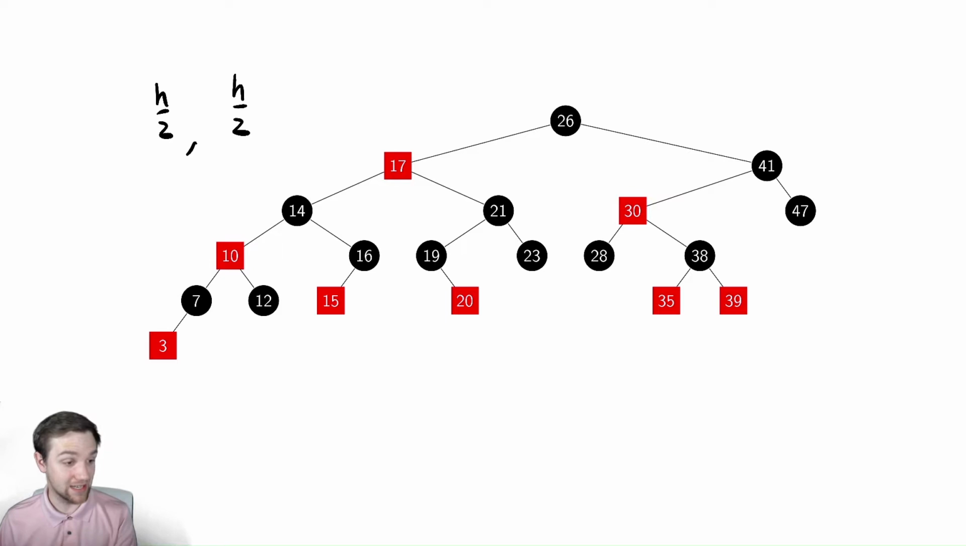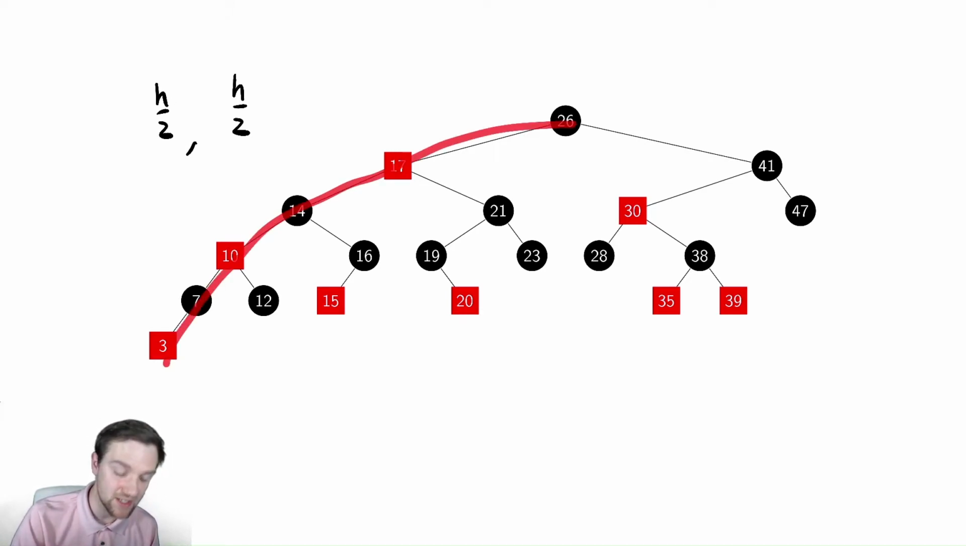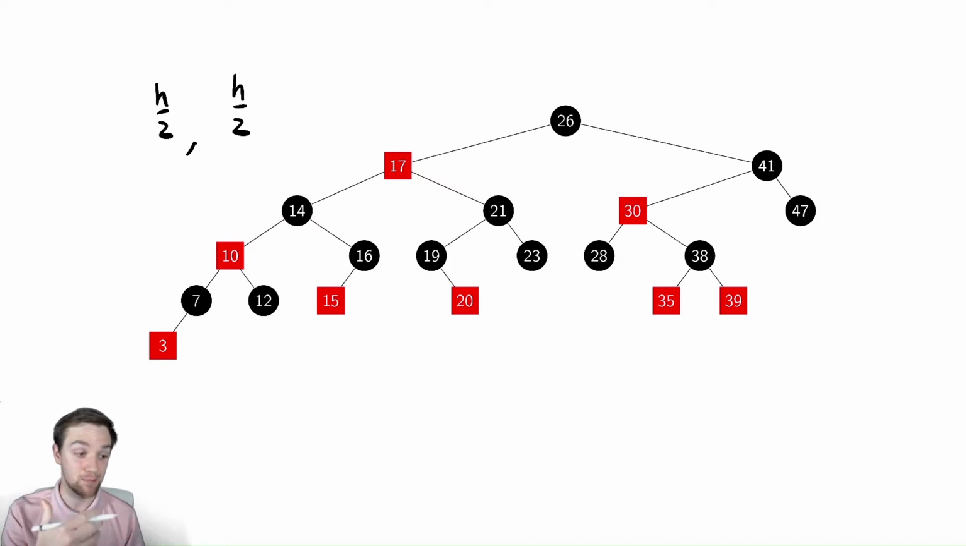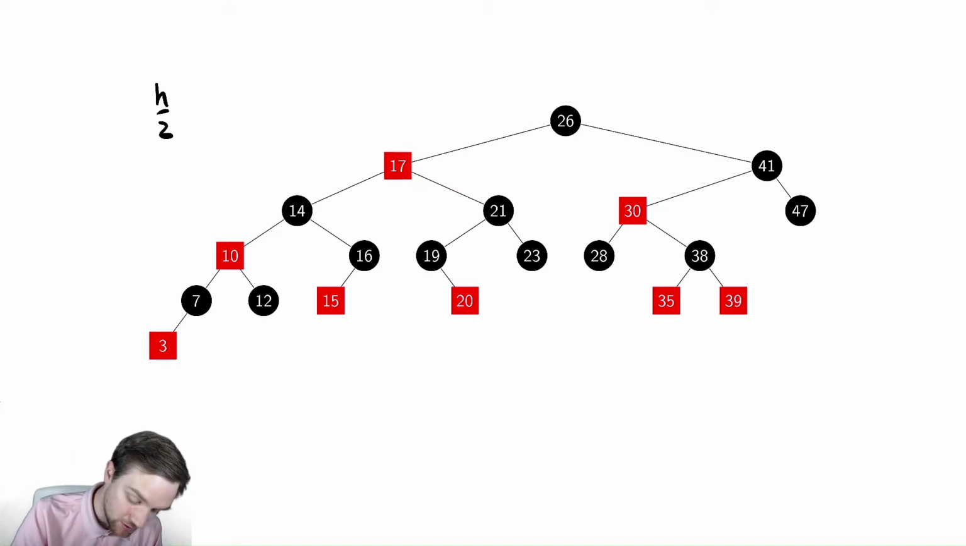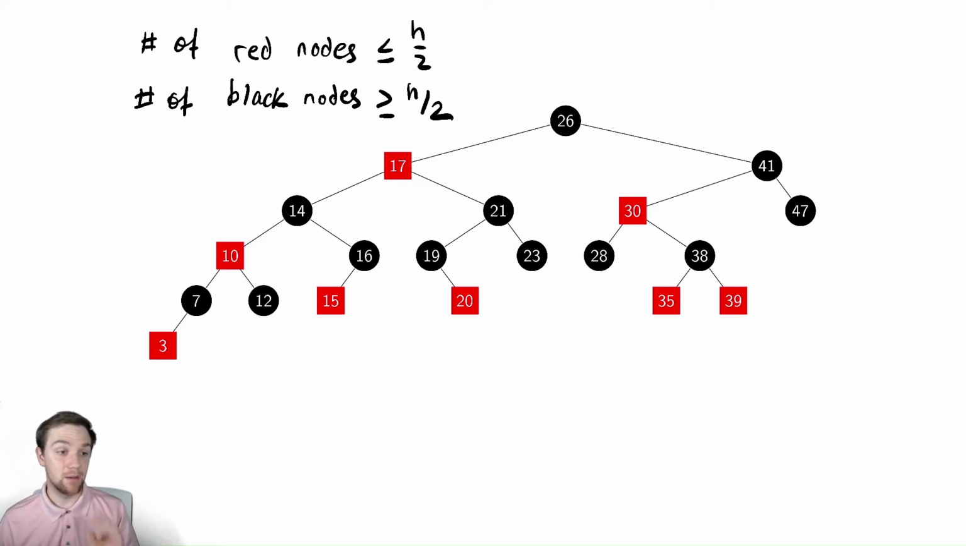There is no way around that in this tree because we cannot include any more red nodes along a particular path, because every single red node must have both of its descendants being black. So there's no way around this. The important thing is the number of red nodes is at most h over 2, and the number of black nodes is at least h over 2. And we're going to use that number of black nodes is at least h over 2 in our proof.